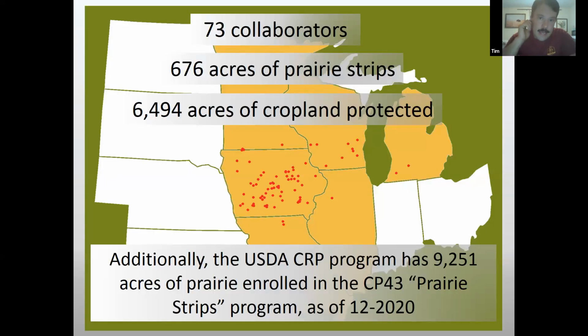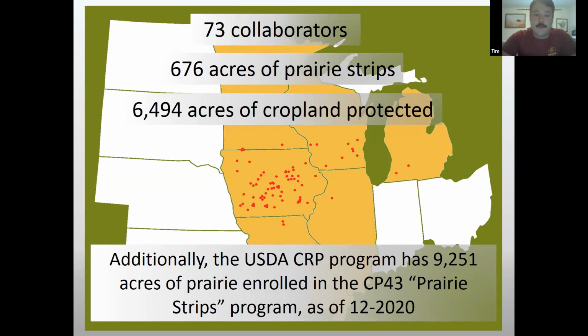And kind of where we're at now, not quite up to date, this is about 6 months old, but about 75 or so people that we have worked with personally have installed a little under 700 acres of prairie strips, and that would be protecting about 6,500 acres of cropland.